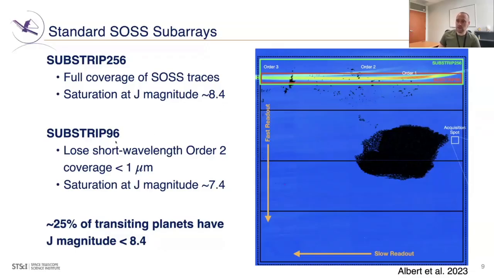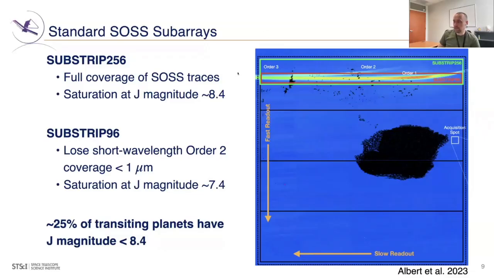This gives you full coverage of all 3 traces, but saturates at a J magnitude of around 8.4. And then we have this other subarray, SUBSTRIP96, which is like a small, thinner region. We shifted up a little bit and cut off most of the pixels. And really, you lose the short wavelength order 2 coverage below 1 micron. This is this like nice tail here. And you get saturation improved a little bit. You only get there at J magnitude of roughly 7.4.